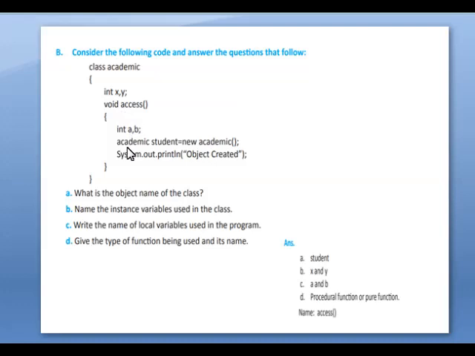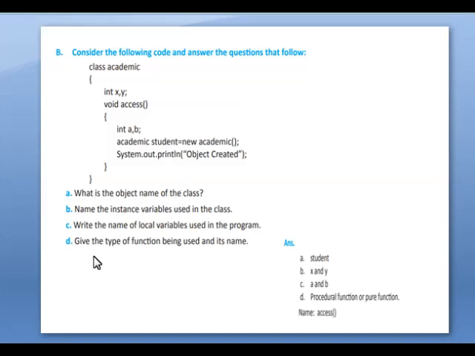The member function is access of. Here two variables are there inside the method, that is int a comma b. Then here we created the object for academic, new object for the academic, then print message object created. So this is the program. What are the questions they asked? What is the object name of the class? So the object name is student.